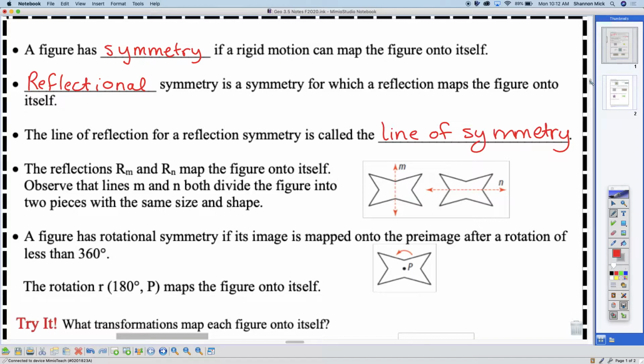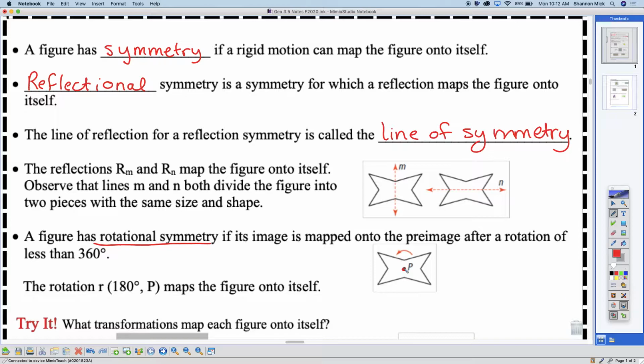A figure has rotational symmetry. That probably should have been a fill in the blanks, so you might want to underline that. A figure has rotational symmetry if its image is mapped onto the pre-image after a rotation of less than 360 degrees. Okay, 360 degrees doesn't count because that doesn't change anything. I turn all the way around. Rotational symmetry can be 30 degrees, 120 degrees, anything less than 360 degrees, and this is over a point P, which is in the center there.